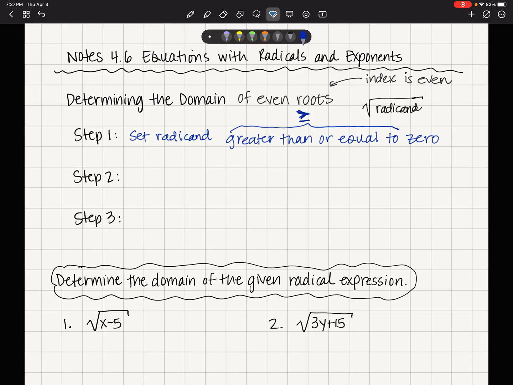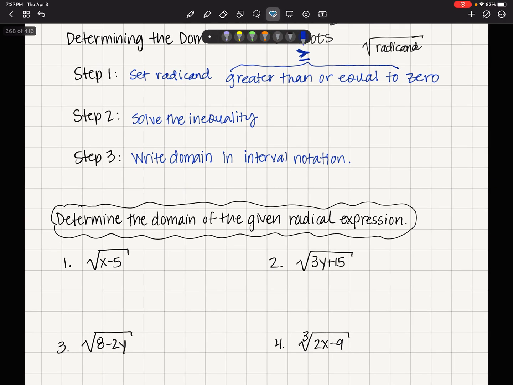Then we're going to solve the inequality that we created from step 1. And step 3, we will write the domain in interval notation. So we're going to get some practice here with interval notation. Okay, let's get started. We want to determine the domain of each one of these radical expressions.